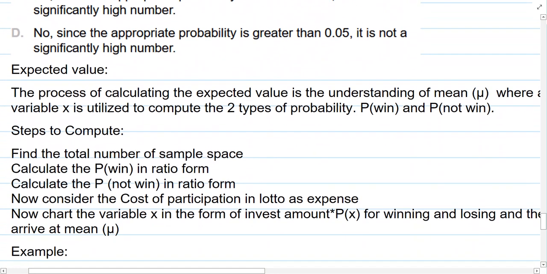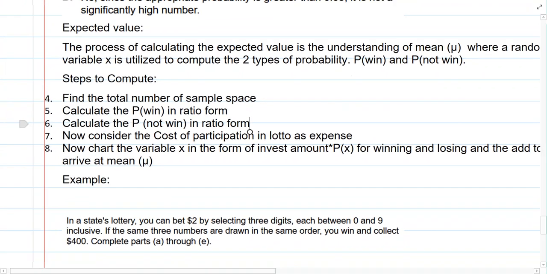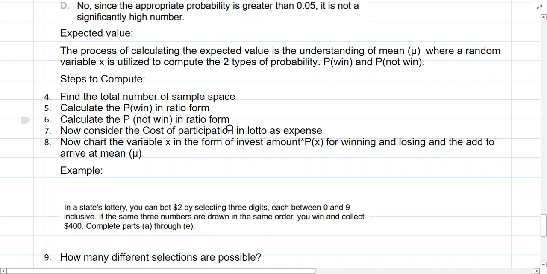All right, we're going on to expected value. Expected value is calculating the expected value, understanding the mean, the mu, where a random variable x is utilized to compute the 2 types of probability, probability of win and probability of not win. These are concepts of how we figure out what we're going to either make or lose in money, and these are called expected values. And it involves the amount of money you put in to purchase a chance of winning.